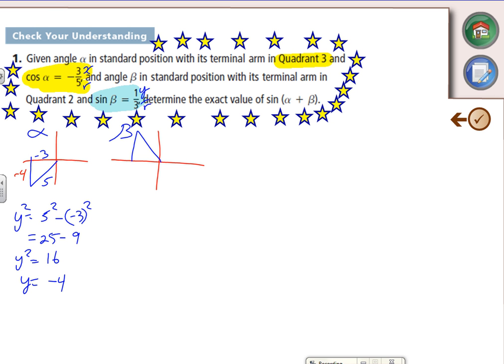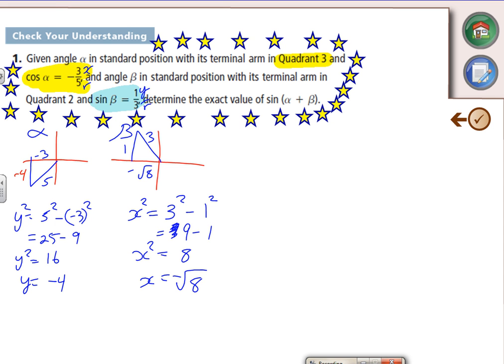And there we go. Y over R. So then our y value is 1. Our r value is always positive. It's 3. We need to find the x value. Same thing. X squared equals 3 squared minus 1 squared. 9 minus 1. And that gives us 8. That's x squared. So x is equal to the square root of 8. And we look at the diagram. Yep, we're using the negative one of that. So negative root 8, which is really 2 root 2. So either root 8 or 2 root 2, whichever one you want to use for that.